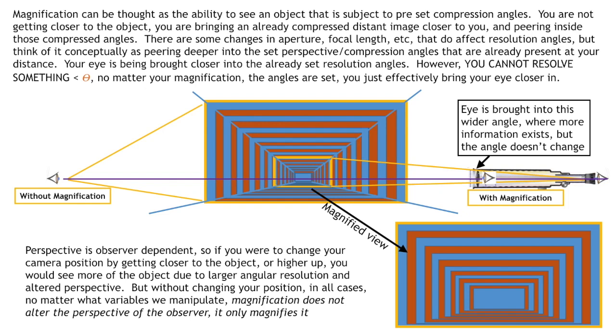Essentially, the eye is brought into this wider angle where more information exists. It hasn't compressed yet to that acuteness that it reached towards the back, but the angle itself doesn't change. The two rays are still at the same angle coming in. You've just brought your eye into the less compressed aspects of that angle.